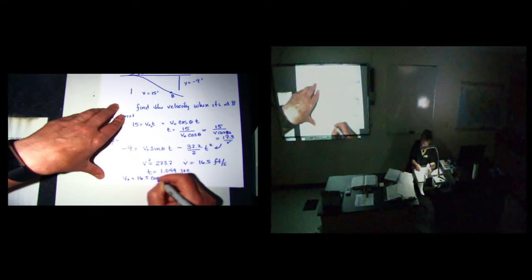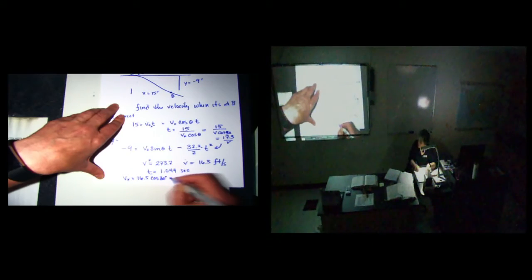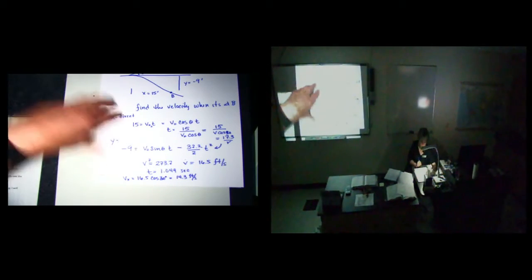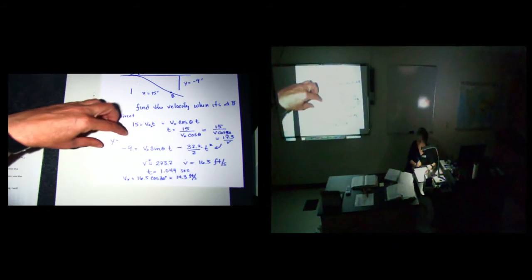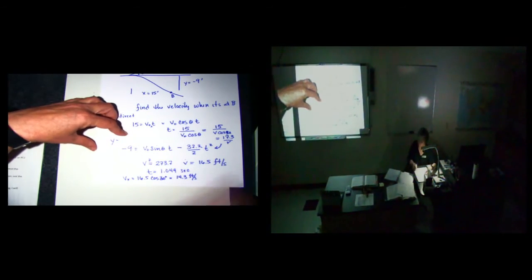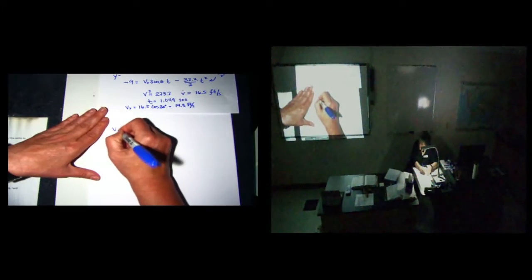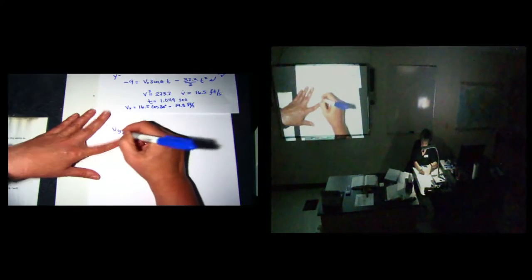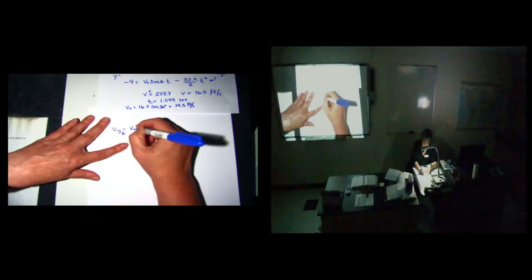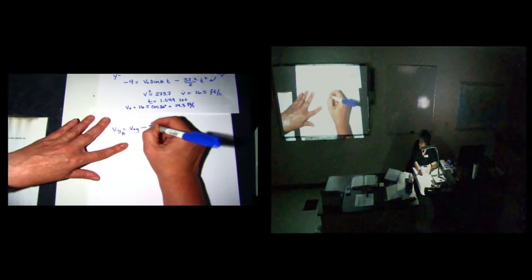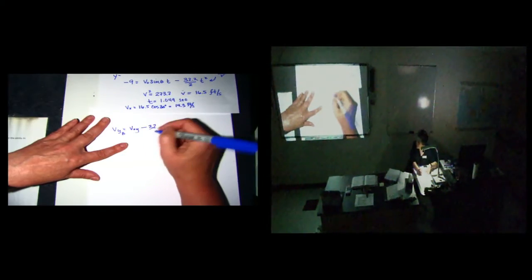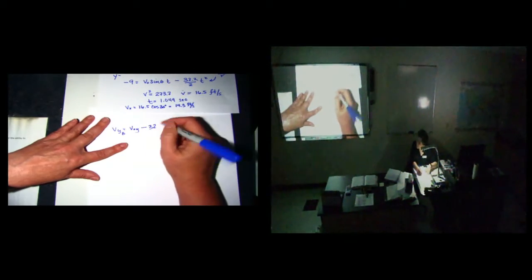V is going to be the square root of Vx squared plus Vy squared, which is going to give me the square root of 16.5 squared plus 25.5 squared. And that works out to be 29.2 feet per second. So that one's not too bad, okay? That one's not too bad.